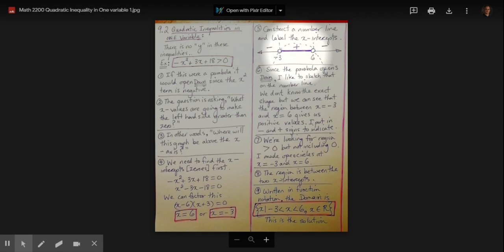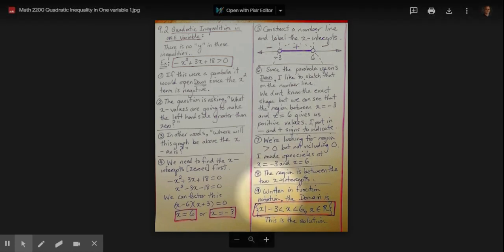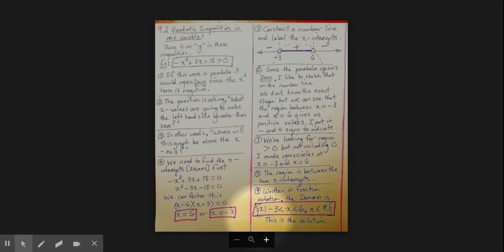This is our solution. And the only thing we need to do now is write this solution down in function notation. So here it is. We say it's all the x values that are greater than -3 and less than 6. They don't include -3, they don't include 6, and they're all real numbers. That is your solution.